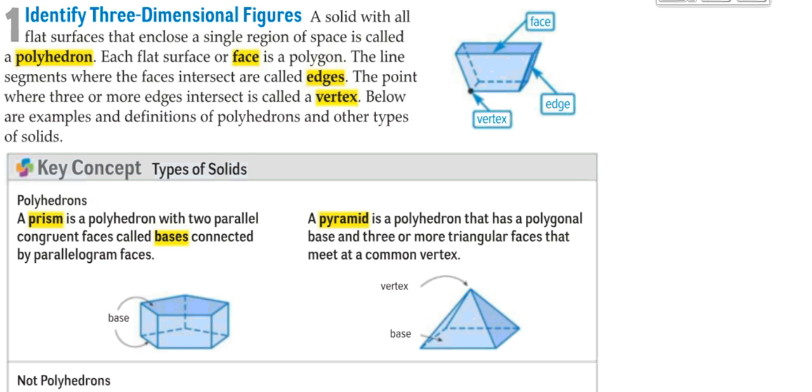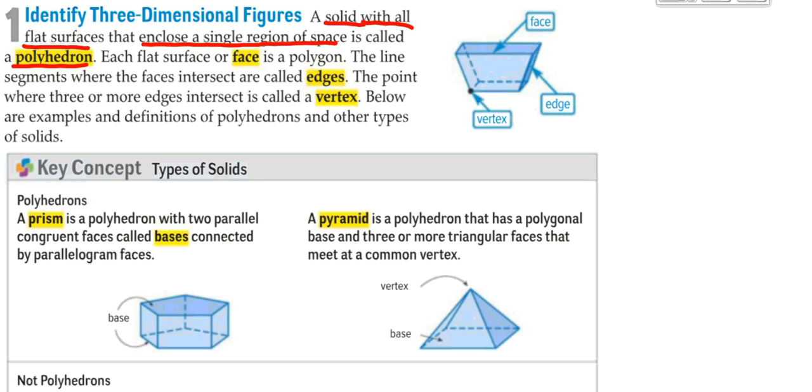There are no key terms, but there really are a lot of key terms, but I'm giving them all to you on a handout. So lots of definitions as we look at this. I'll read this and highlight the important parts. A solid with all flat surfaces that enclose a single region of space is called a polyhedron. So that is the definition of a polyhedron.